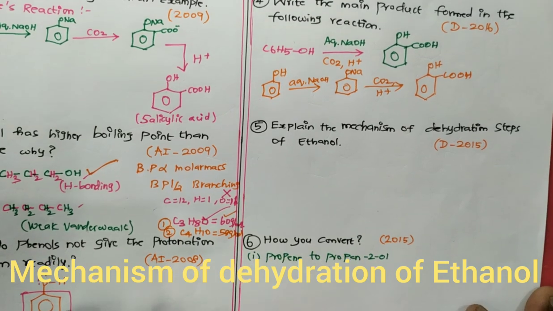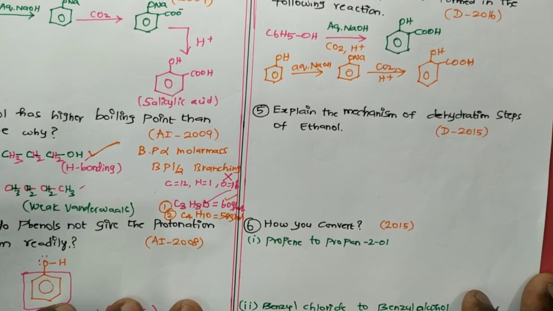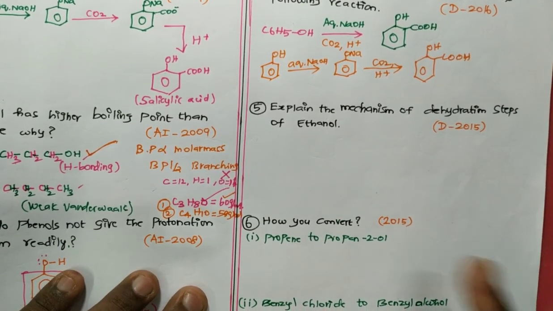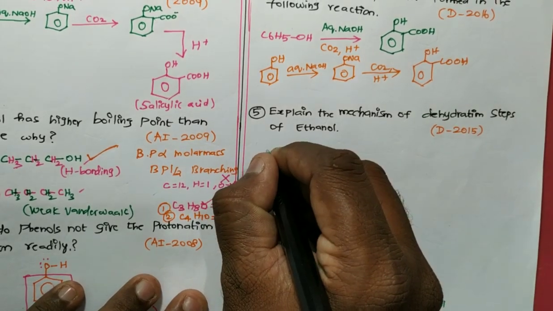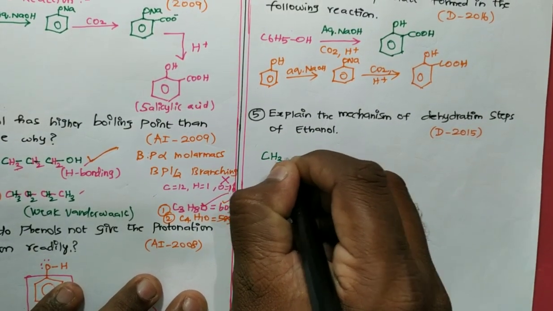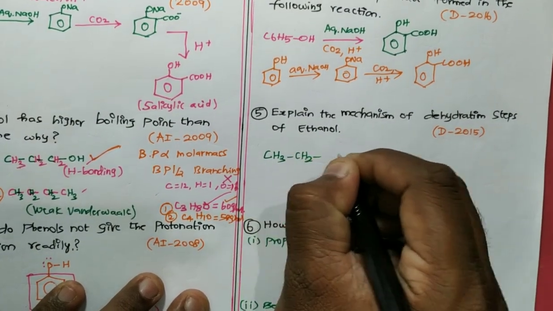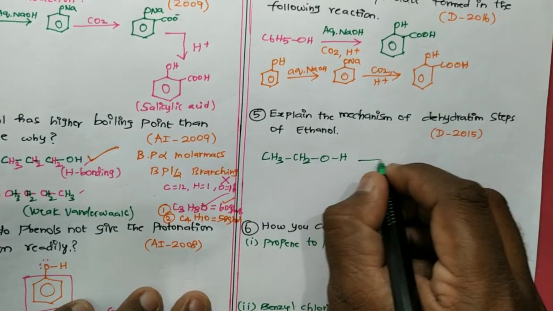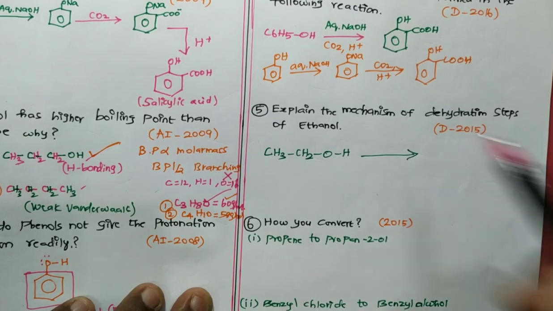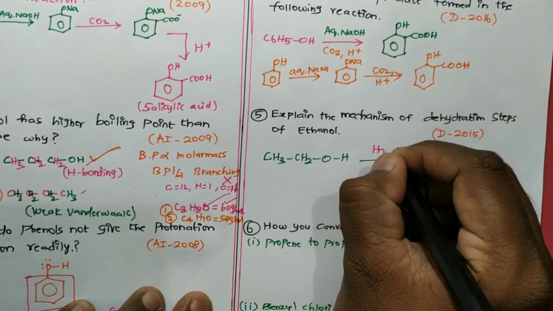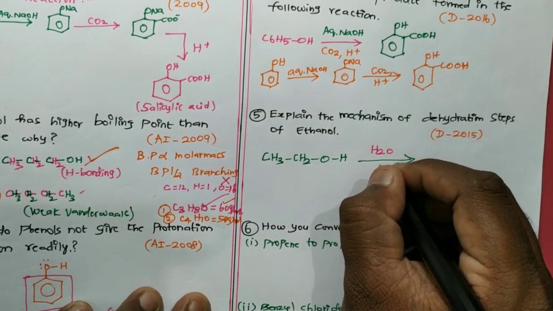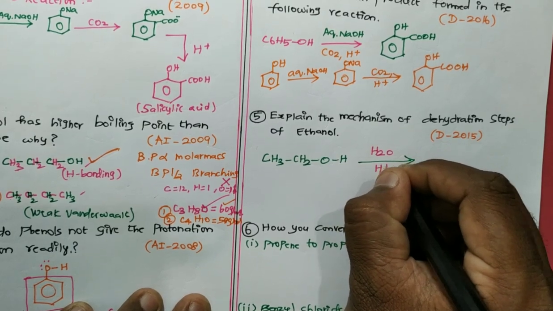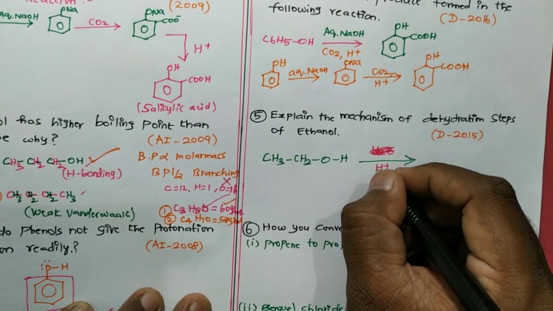And next one is: explain the mechanism of dehydration steps of ethanol. So we have to use ethanol, CH3CH2OH. This is ethanol, which will be involved in the dehydration reaction, that is nothing but the removal of water, in the presence of H plus. So not water, H plus.